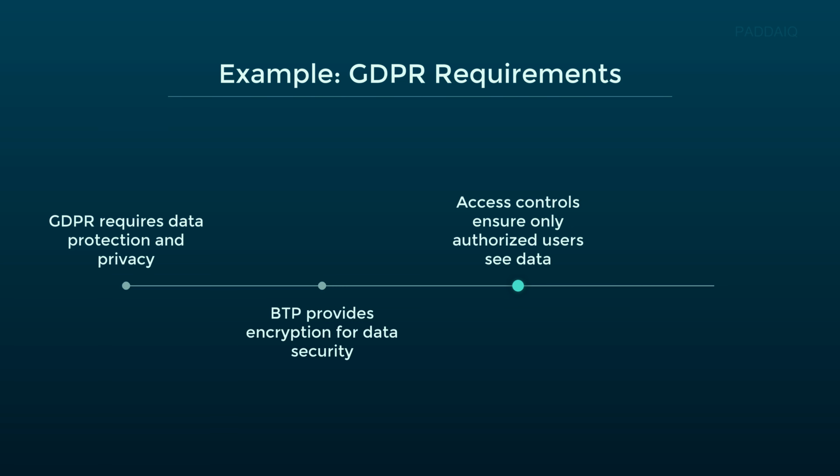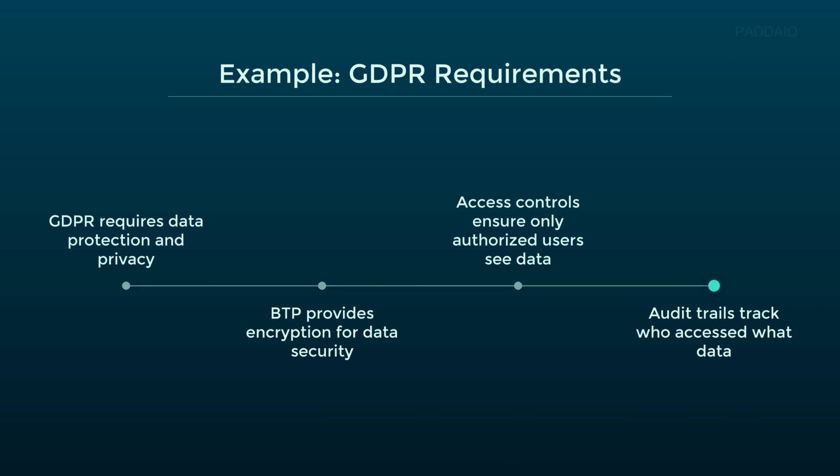Access controls ensure only authorized users see data. This means systems verify who you are and what you are allowed to view before showing any information. For example, in a company's HR app, a regular employee cannot access payroll details, which are restricted to the HR manager. This is a fundamental security measure to protect sensitive information from unauthorized access.